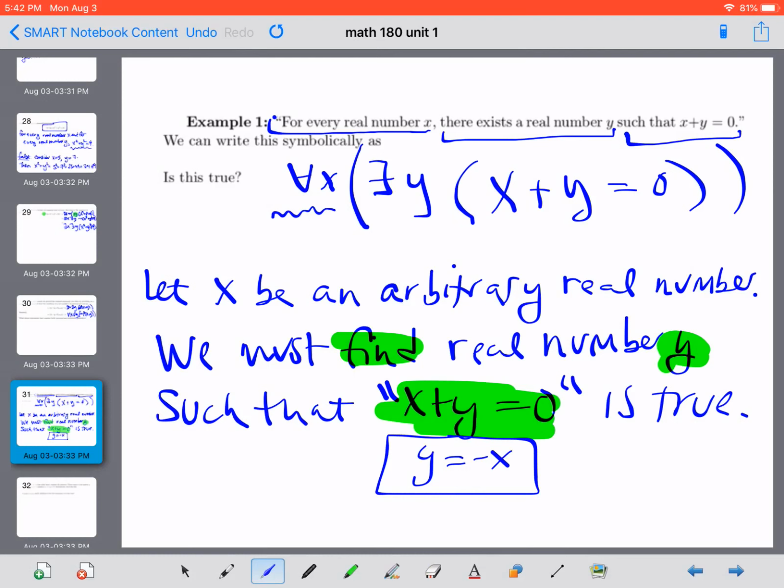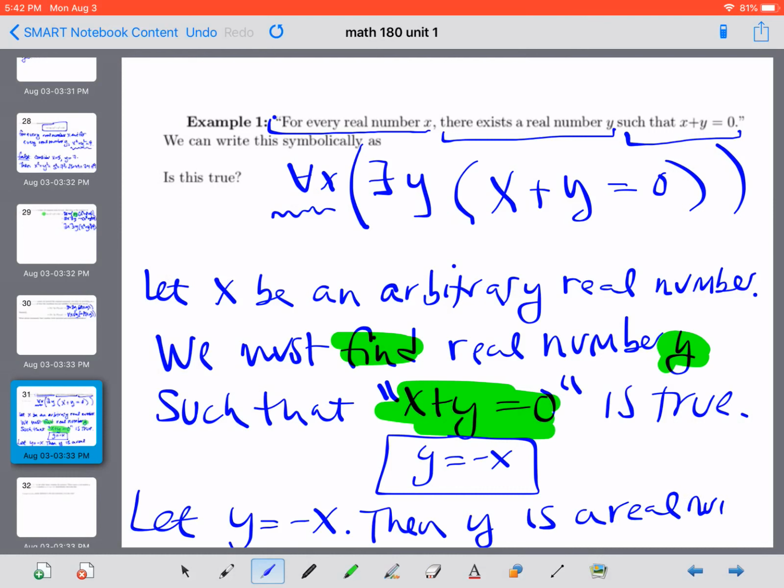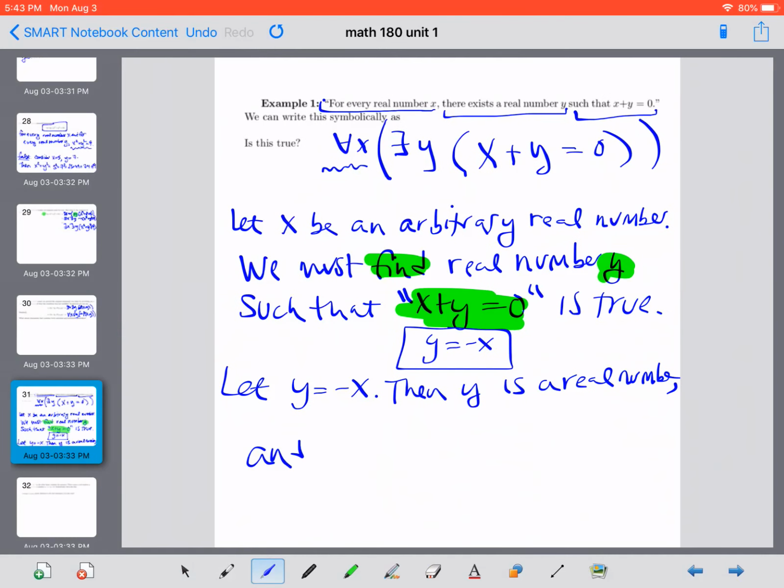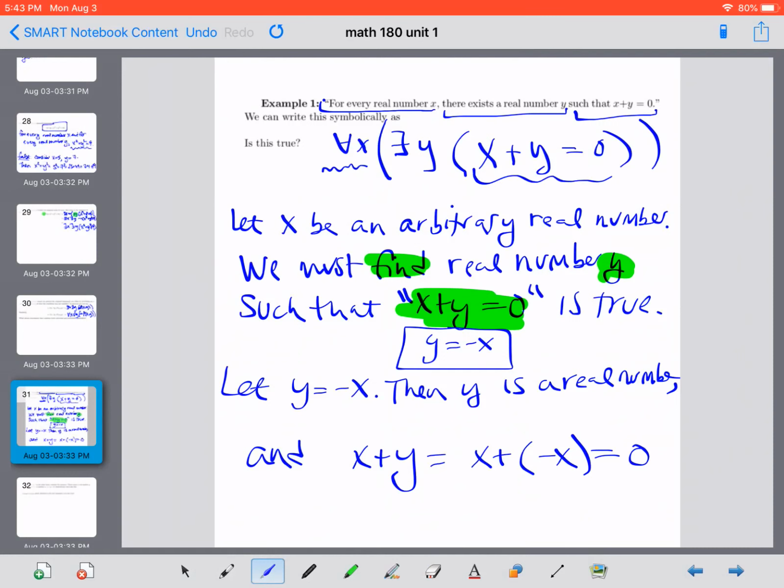So let x be an arbitrary real number. Let y be equal to negative x. Then y is a real number, because if x is a real number, then negating it is also a real number. And x plus y would be equal to x plus negative x, which is equal to 0, which is exactly what we were trying to prove. We're trying to show that that predicate is always going to be true. So for an arbitrary real number, we were able to produce another real number y that made that equation x plus y equal to 0 true. So this entire statement is going to be true.